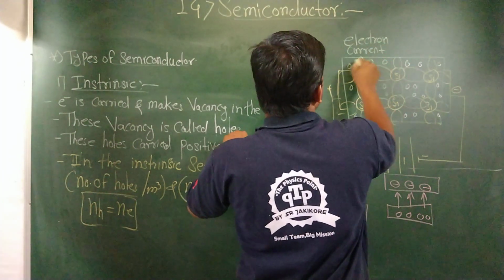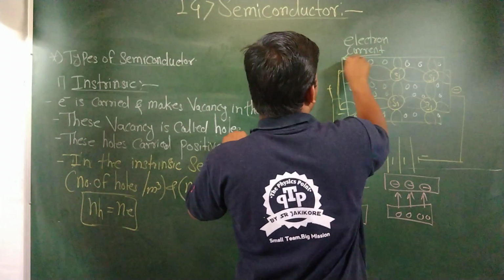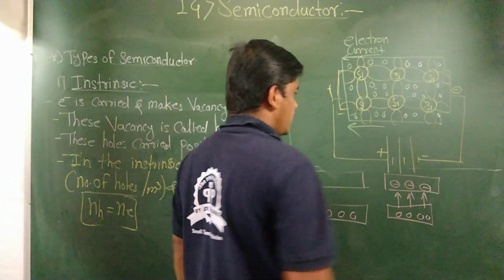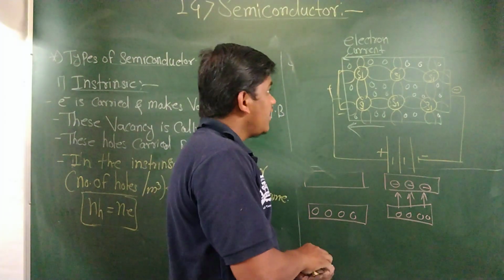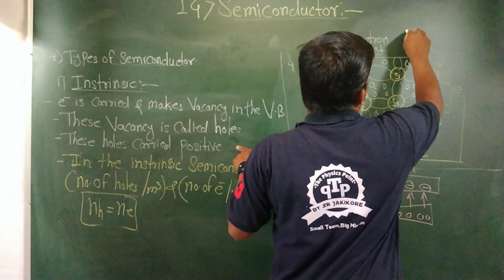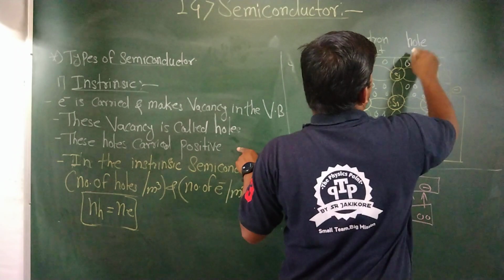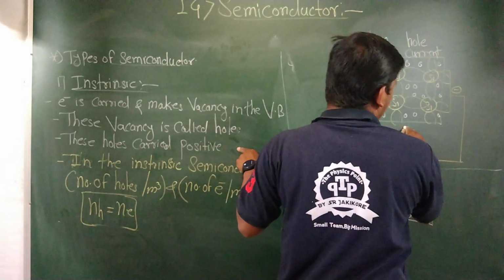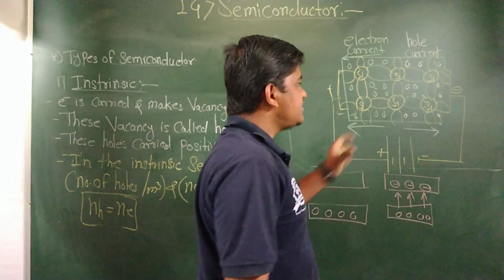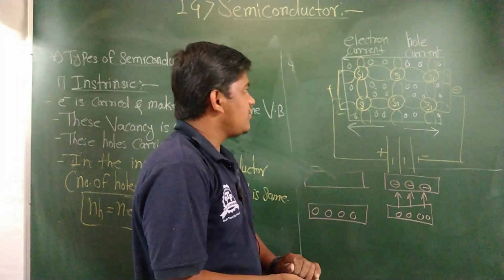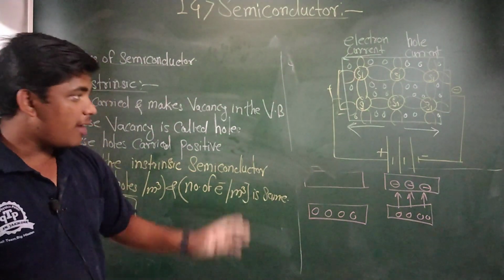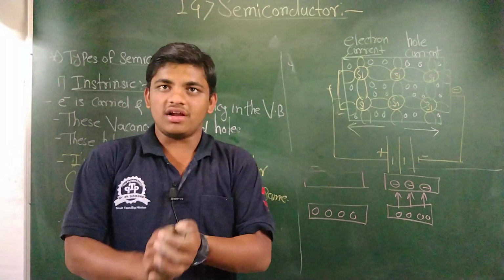will be in the direction of here. This is the direction of electron current, I will draw it here. The direction of electron current is like here, and the direction of hole current goes towards the negative charge. This is all about the intrinsic semiconductor, what exactly happens inside the intrinsic semiconductor.